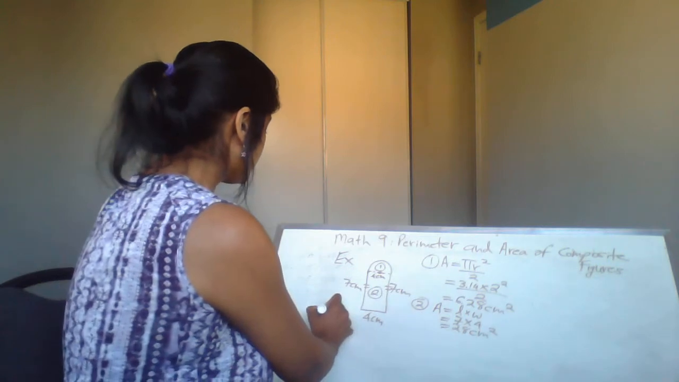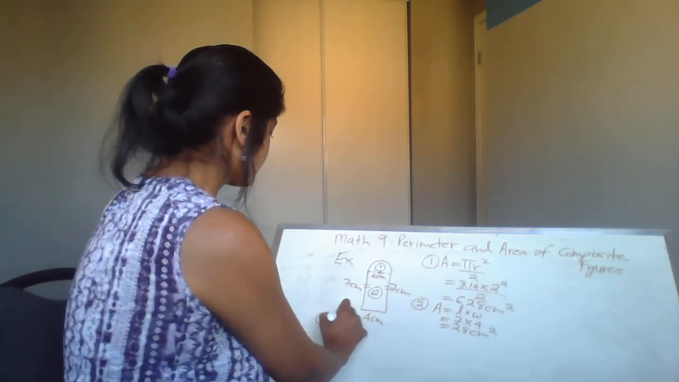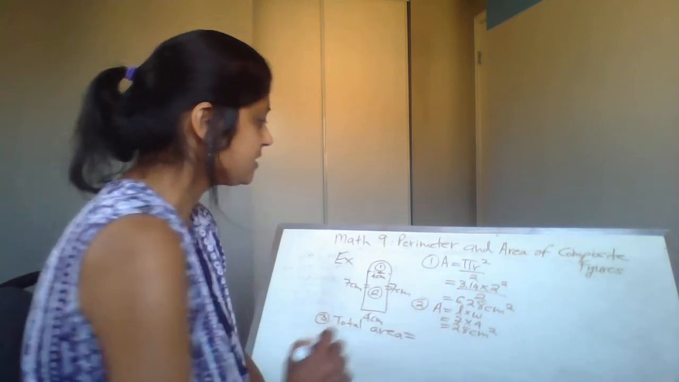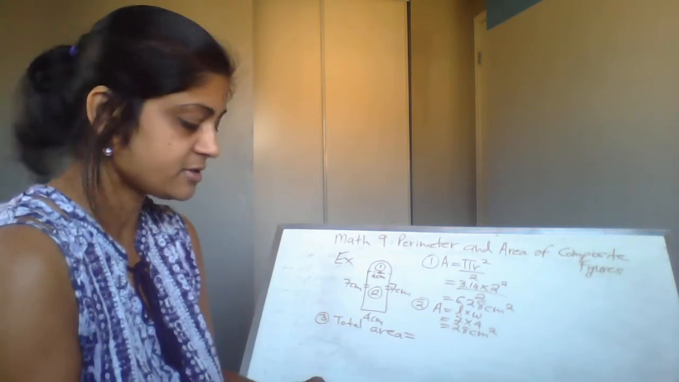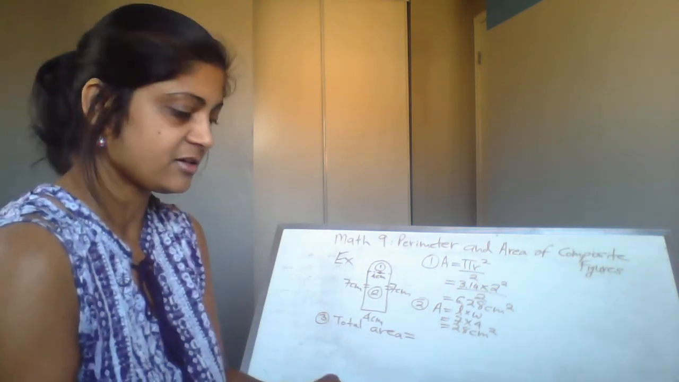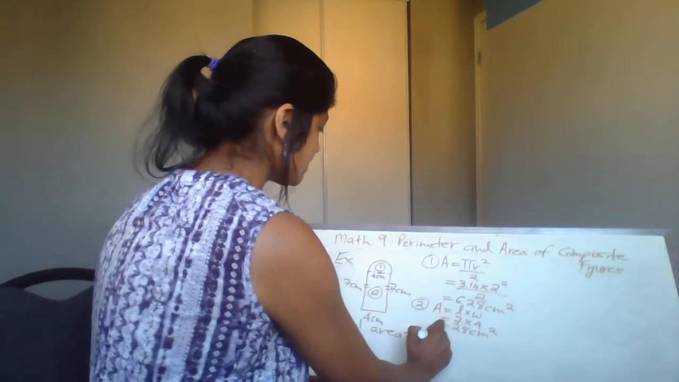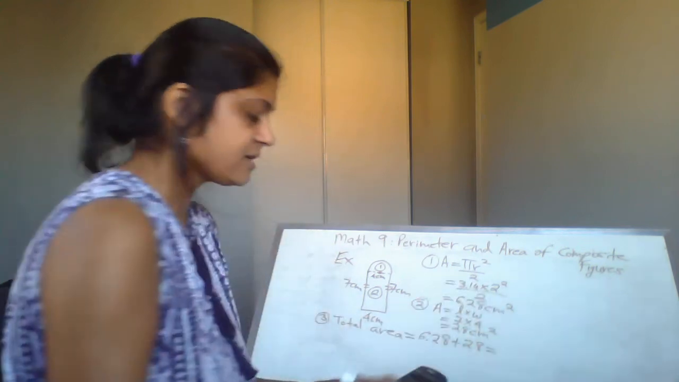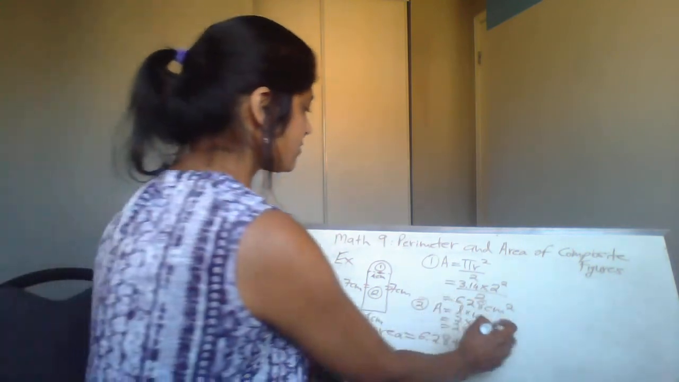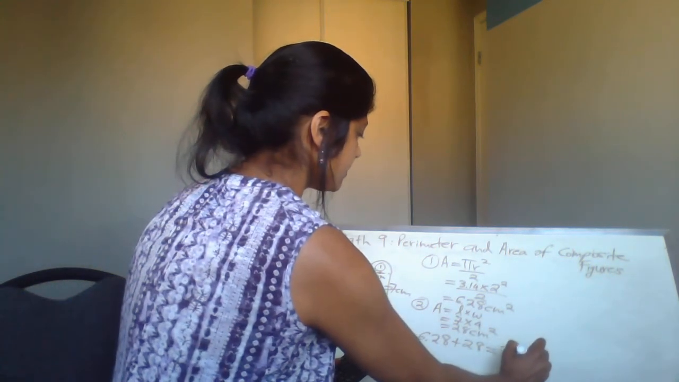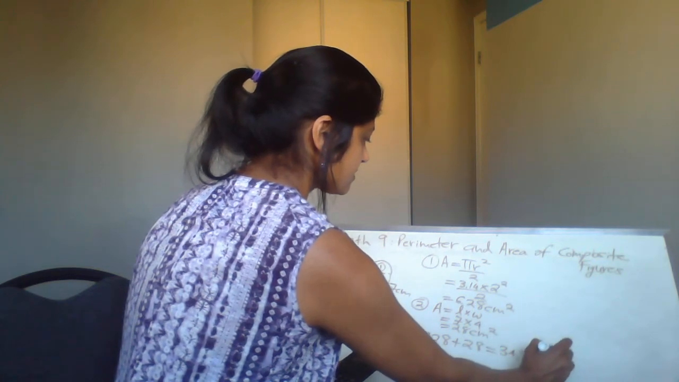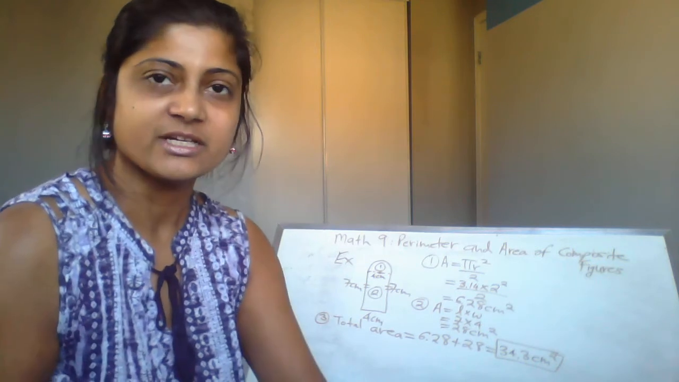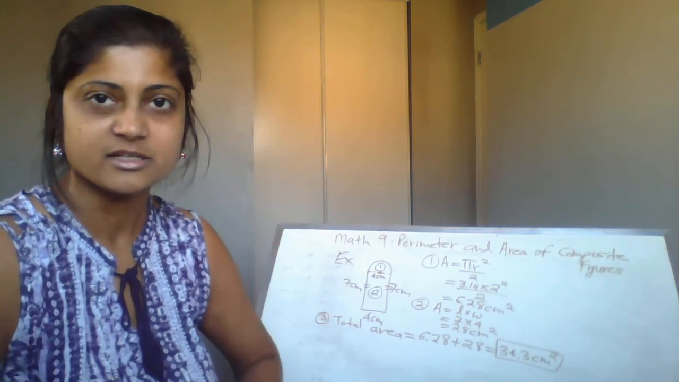So the third step here, I'm going to write it on the side, and we're going to put total area equals, and then all you're going to do here is basically add these two values together. Again, I just want to show my step. So 6.28 plus 28 equals, and we're going to again round this, so 34.3 centimeters squared.